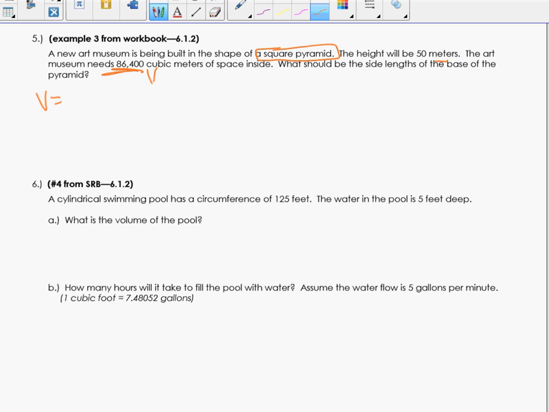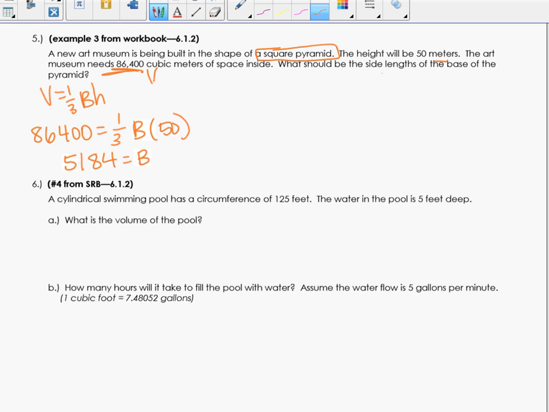So your volume of a pyramid is 1/3 area of the base times the height. It tells us the volume is 86,400. It doesn't tell us the area of the base. It does tell us it's a square, so let's keep that in mind, and the height is 50. Okay, so if you go through and actually solve for the area of the base, you end up getting 5,184 as your area of the base. So all I did was multiply 1/3 by 50 and then divide 86,400 by that answer, and it ends up being pretty. So make sure you can do that on your calculator.